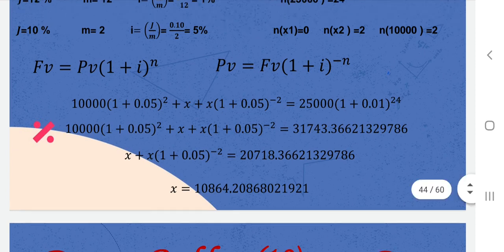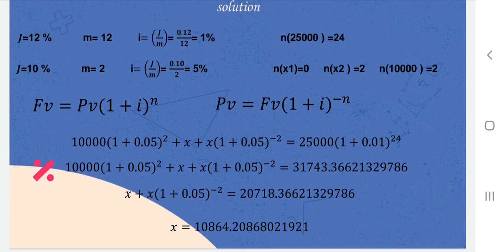Again, he used 12% as a nominal rate for $25,000. Note that he used I equals 1% and the power was 24. And he used 10% for the new obligations, $10,000 and X and X.